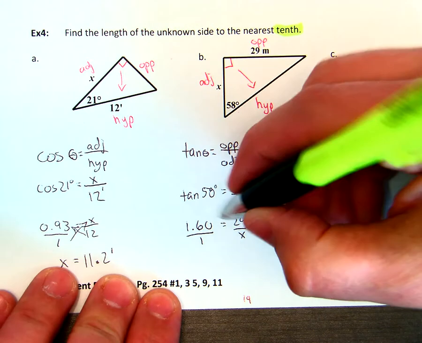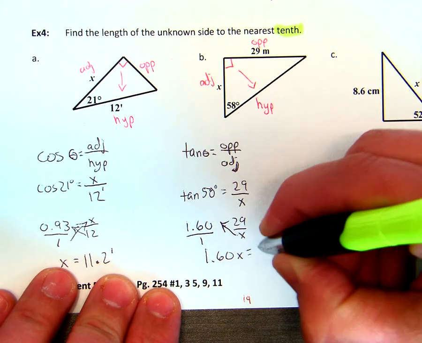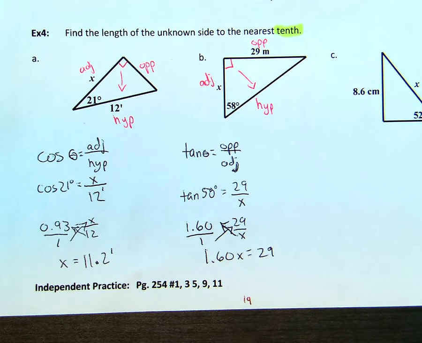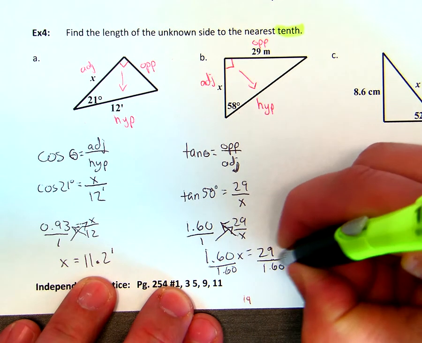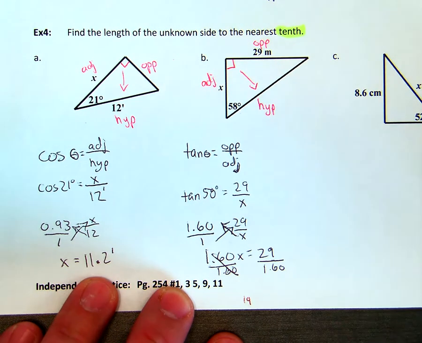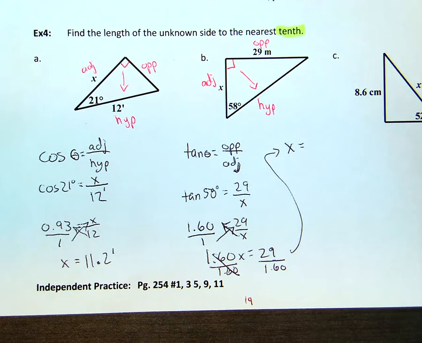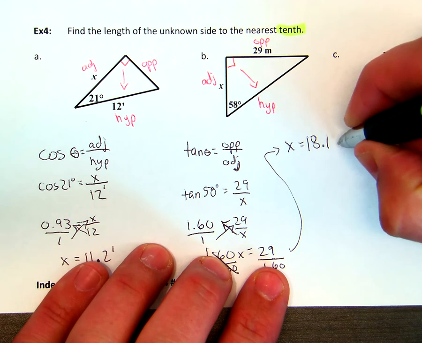I'm going to cross multiply, so x times 1.60, so 1.60x equals 1 times 29, which is 29. Then I have to divide by the number in front of x, so I divide by 1.60. These will divide each other out, and that gives me x equals 29 divided by 1.60, which is 18.1 meters.